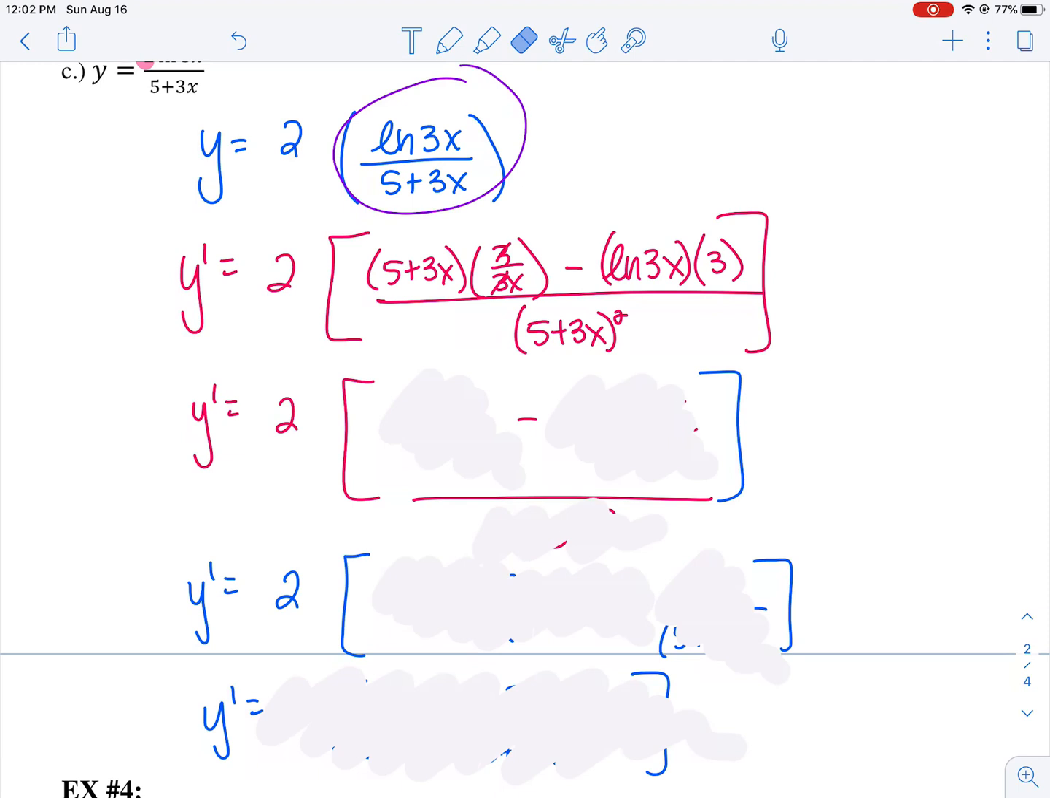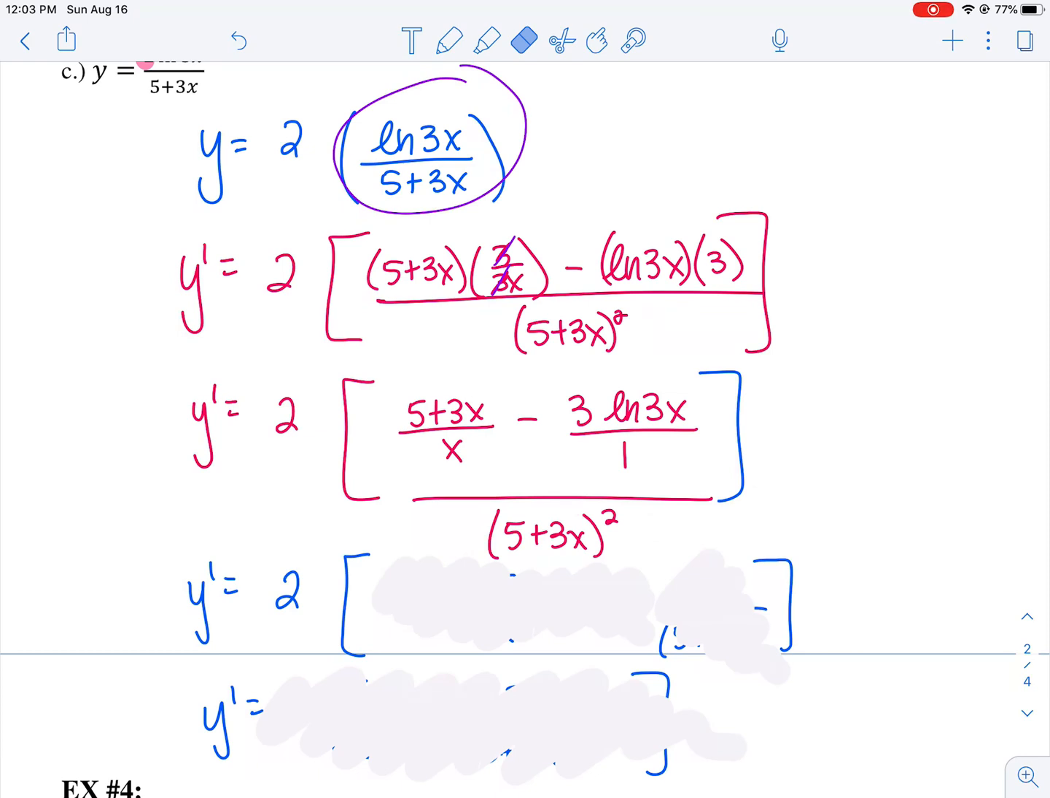Now we can simplify a little bit. You notice that I reduced the 3's in the numerator and denominator there. And so then I have a 5 plus 3x in my numerator and just an x in my denominator left. Over in that second fraction, I have a 3 times a natural log of 3x. The denominator there is really just a 1. But I have my other denominator of the 5 plus 3x squared.